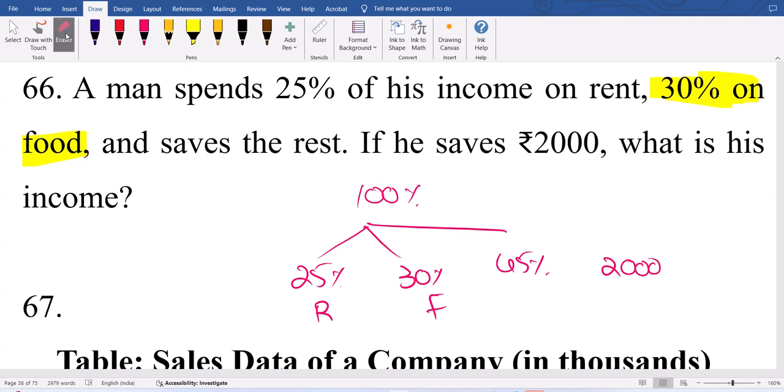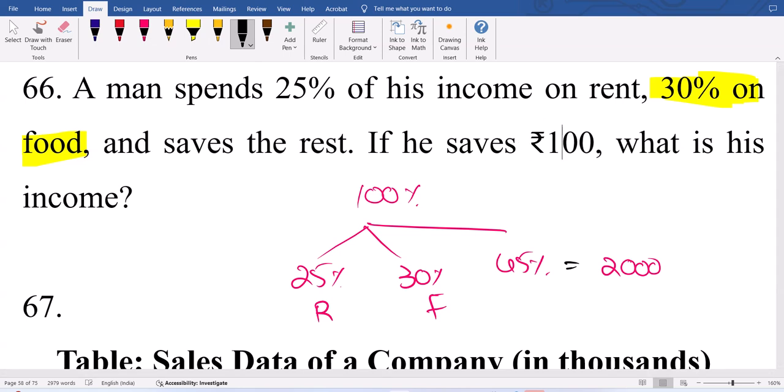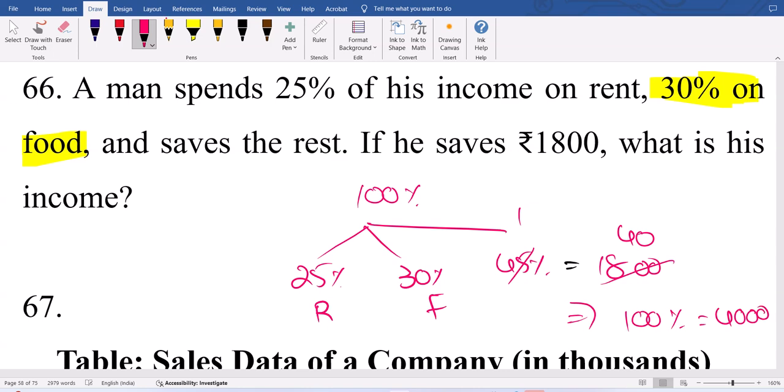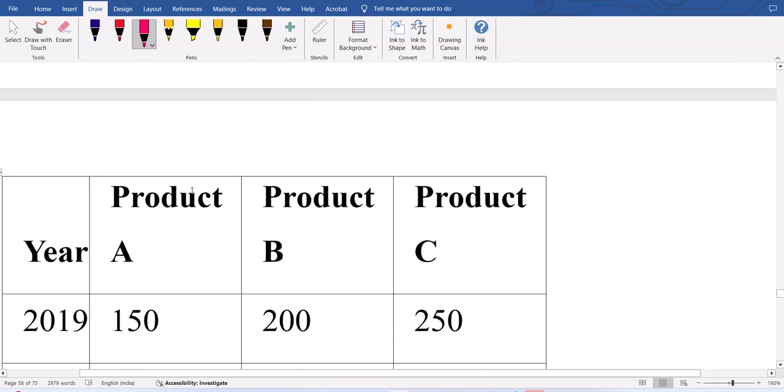Or let it be 1800. All calculations will get fractions. 1800. Then what is the total? 4000 is your answer. Okay, then this is 40 times. Total income is 4000. Income 4000. Right.